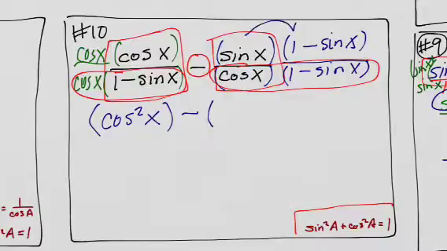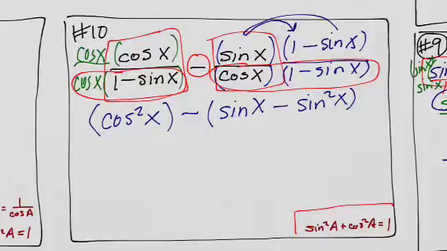So we're going to do sine x times 1 and sine x times sine x. So we get sine x minus sine squared of x. And then again, we're going to distribute the negative that's in between the two fractions, so that each of these are going to be the opposite of what they seem to be right now. So it's minus sine x and plus sine squared x.